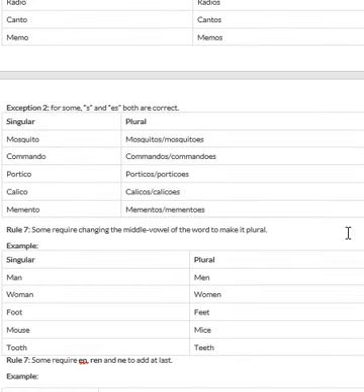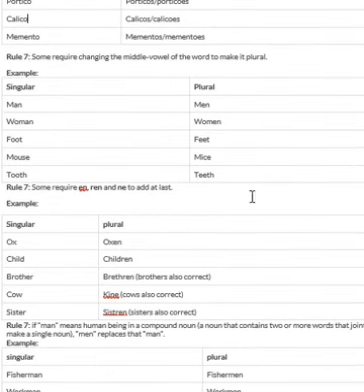Exception 2. There is another exception. There are some words where both S and ES may be used to make them plural. Both are correct. Mosquito, you may use S or you may use ES to make it plural. Commando, same. You may use S or ES. Portico, same. Porticos or porticoes, both are correct. Calico, S or ES, both are correct. Memento, mementos or mementoes, both are correct. You will have to remember these exceptions.